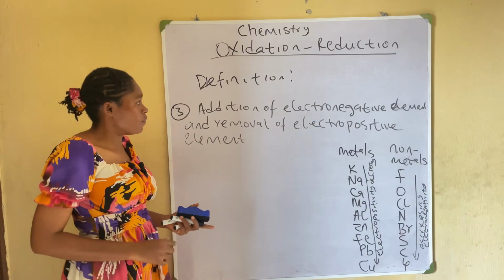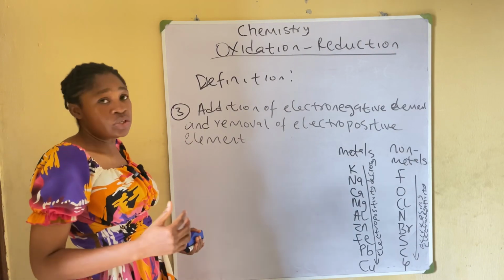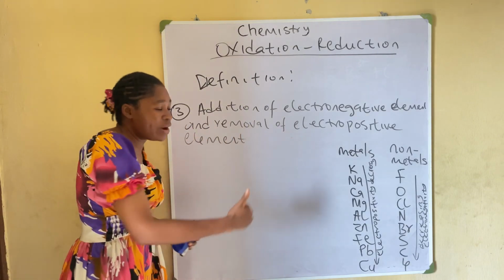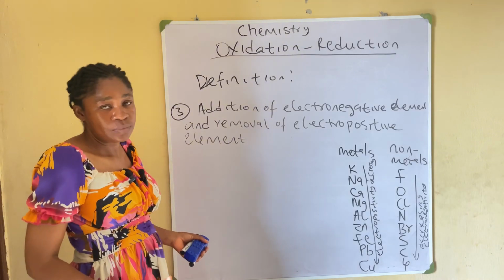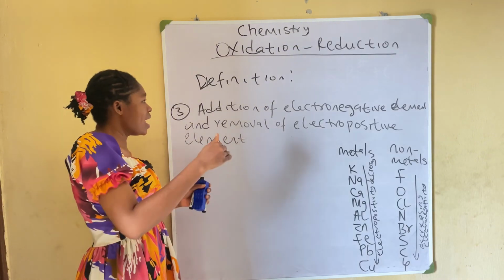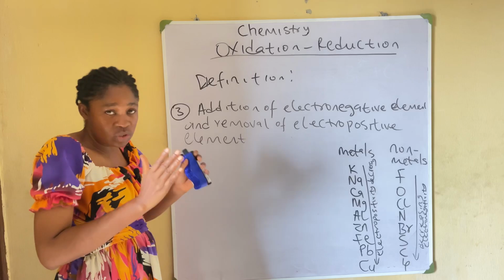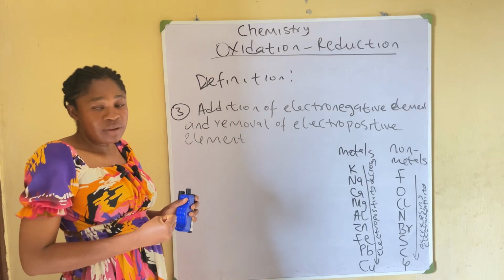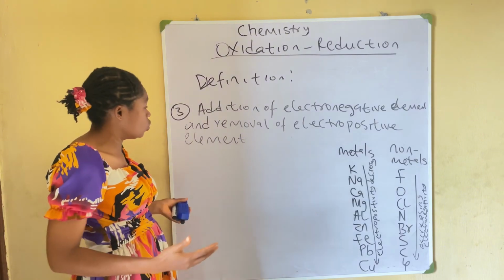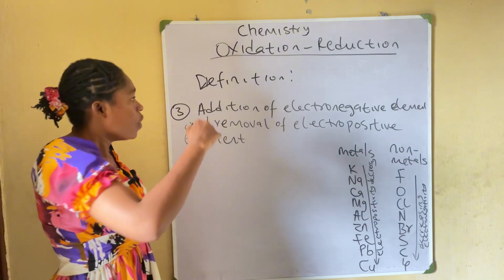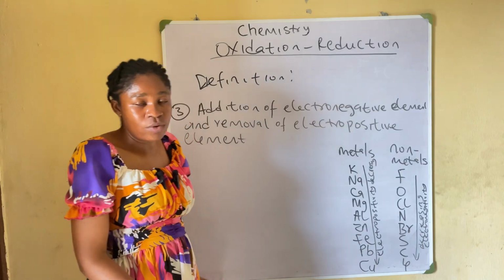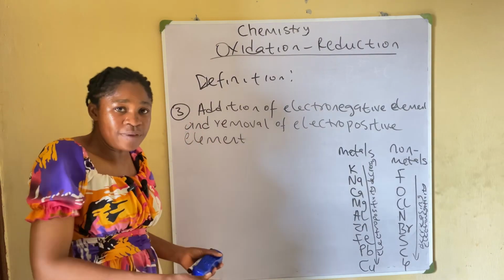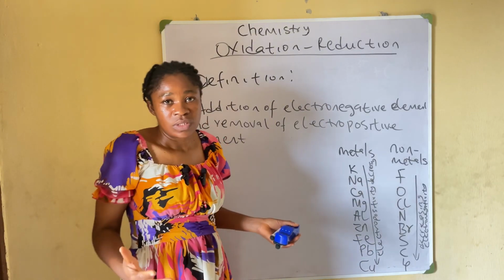Let's look at the third definition of oxidation. Oxidation is addition of an electronegative element and removal of an electropositive element from a substance. When you add an electronegative element to a substance, that's oxidation. When you remove an electropositive element from a substance, that is oxidation. Reduction is the opposite: removal of an electronegative element from a substance, or addition of an electropositive element, is reduction.